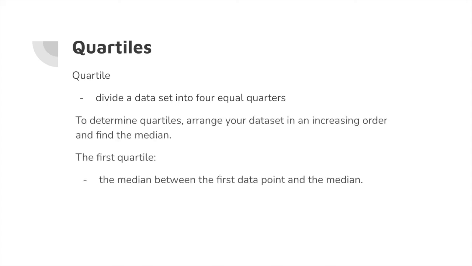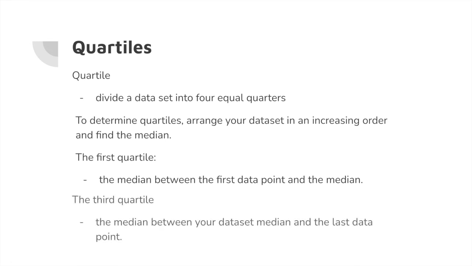To determine quartiles, arrange your dataset in an increasing order and find the median. The first quartile is the median between your first data point and the median. The third quartile is the median between your dataset median and the last data point that you have.